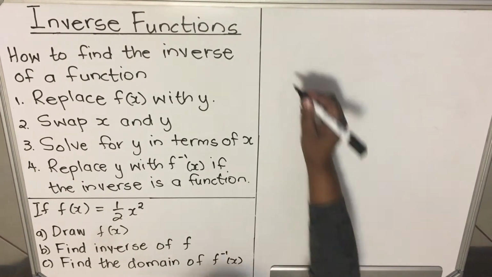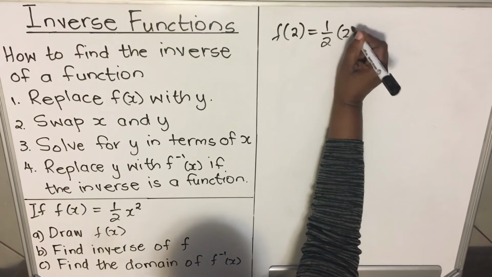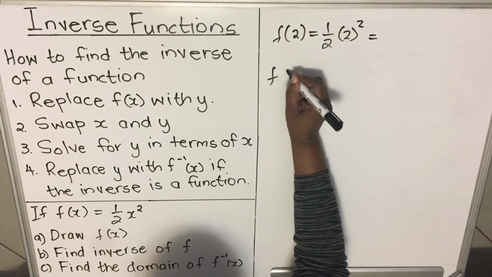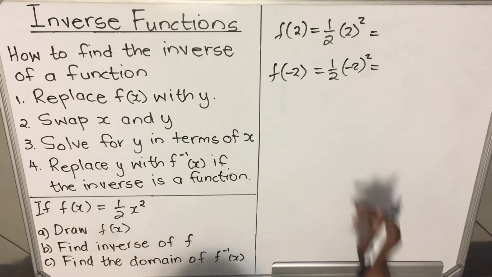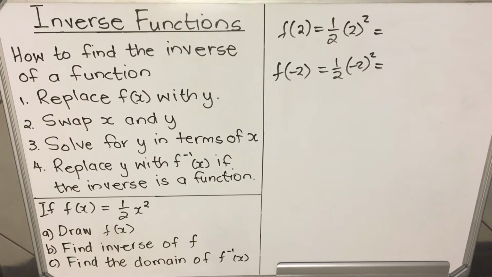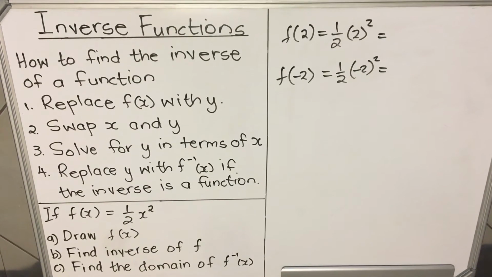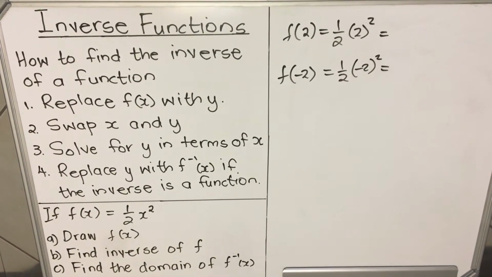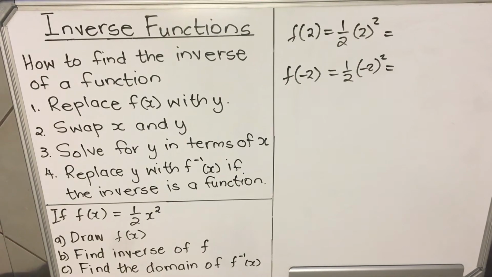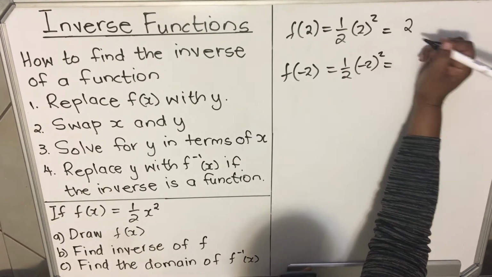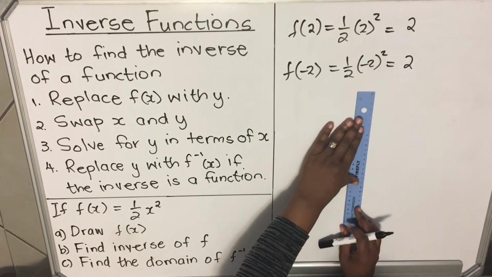I'm going to choose f(2), which is 1/2 times 2 squared, and then I'm going to do f(minus 2) as well, which is 1/2 times minus 2 squared. 1/2 times 4 is 2, and this, because it's squared, is also going to be 2. Okay, so I'm going to draw my function here.